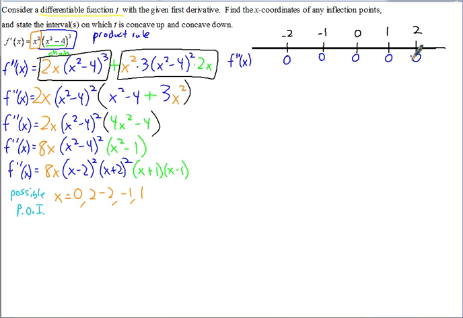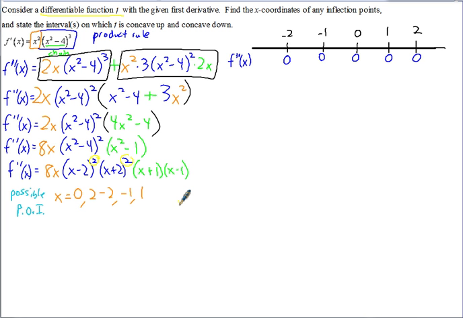So what can we test here? But before we test something over there, let's see if we can find any shortcuts that can make our testing a little bit easier. Well, take a look. We've got a square there and a square there. Something raised to an even exponent is never going to be negative, so we don't have to worry about testing in those. We just have to worry about 8x, the x plus 1, and the x minus 1.